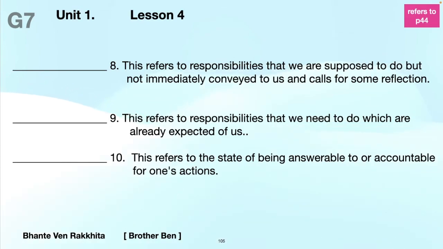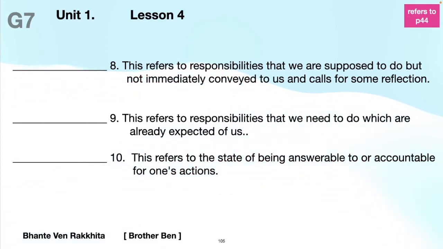8. This refers to responsibilities that we are supposed to do, but they are not immediately conveyed to us and cause for some reflection. 9. This refers to responsibilities that we need to do, which are already expected of us. And 10. This refers to the state of being answerable to or accountable for one's actions. The state of being, what is that?